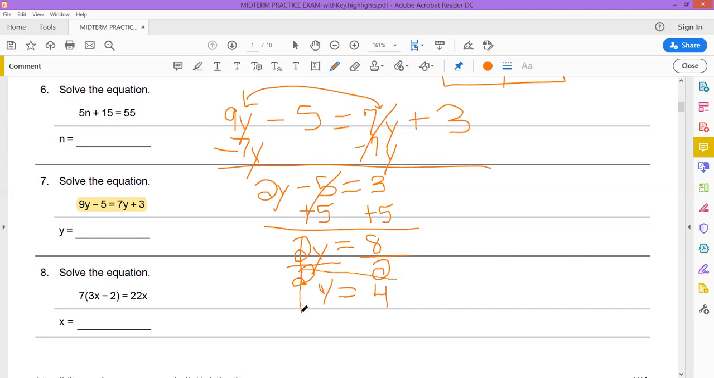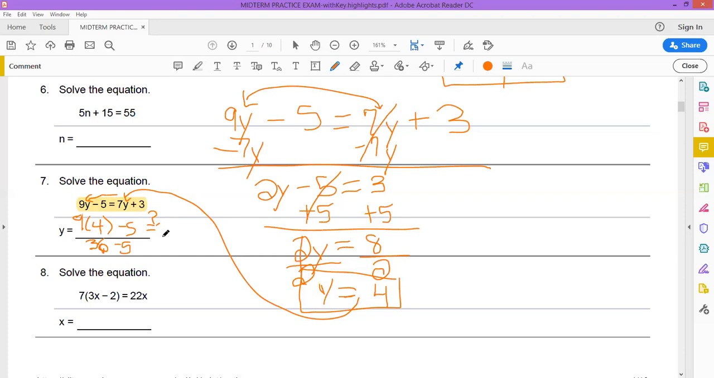Now, if we wanted to check these solutions for these equations, what we would do is go back and substitute our answer for the variable. So if we're saying y is equal to 4, everywhere y is, we substitute 4. That would be 9 times 4, which gives us 36. 36 minus 5 on the left side, and we're just checking to see if that would be equivalent.